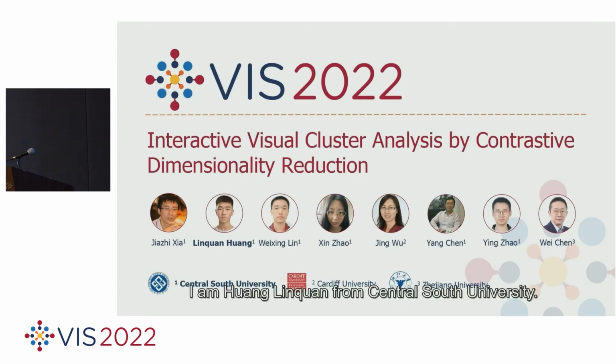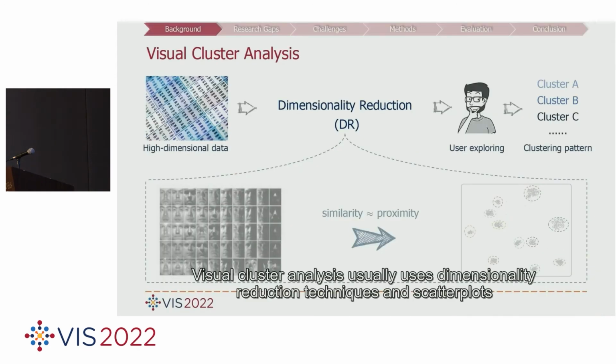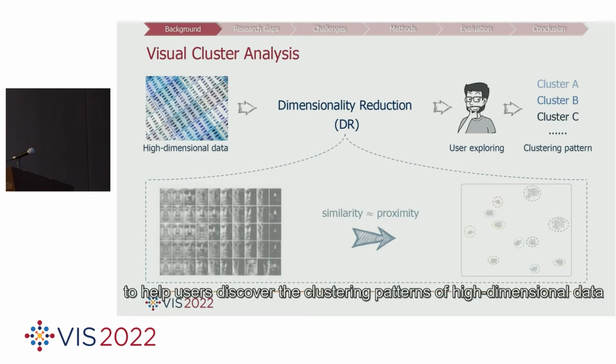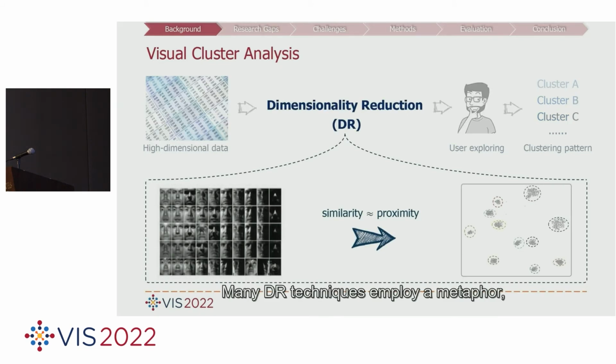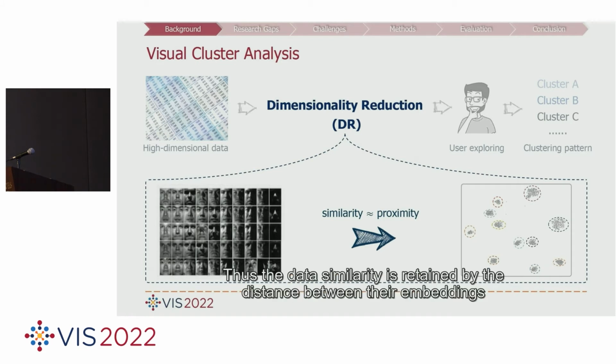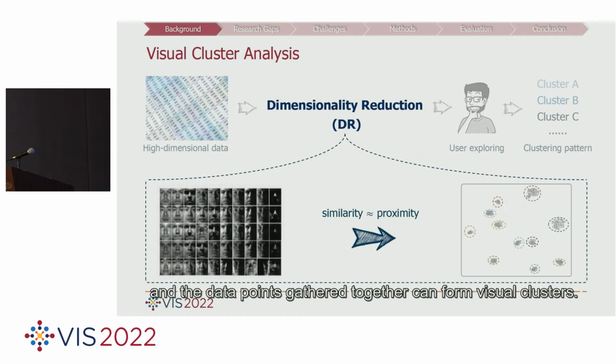Hello everyone, I'm Huang Ningquan from Central South University. In this work, we propose a contrastive dimensionality reduction technique for interactive visual cluster analysis, named CDR. Visual cluster analysis usually uses dimensionality reduction techniques and scatter plots to help users discover the clustering patterns of high-dimensional data. Many DR techniques employ a metaphor: proximity is roughly equal to similarity. Thus, the data similarity is returned by the distance between their embeddings, and the data points scattered together can form visual clusters.